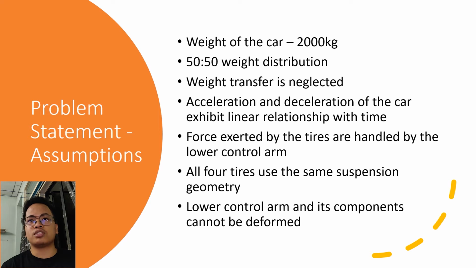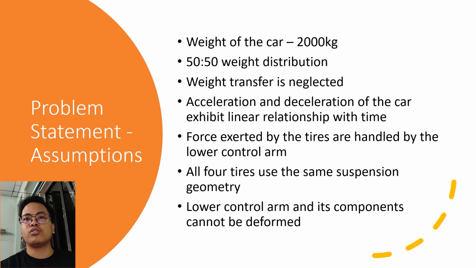Furthermore, the weight transfer is neglected in the study, so we can say that each lower control arm will only support around 500 kilograms from the car. Other than that, we will assume that the car has a linear relationship with time in its acceleration and deceleration, although this might not be true for a real car.